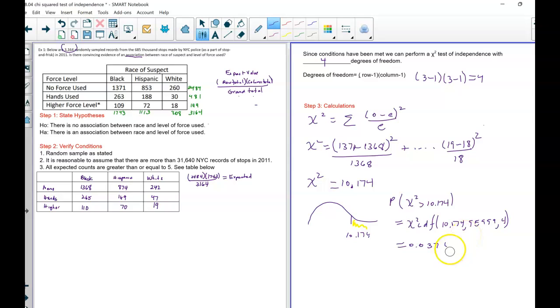Okay, let's make that look neater. So if I compare the 0.0376, that's my p-value, to 0.05, my alpha, it's less than that, so we know we're going to reject H0.